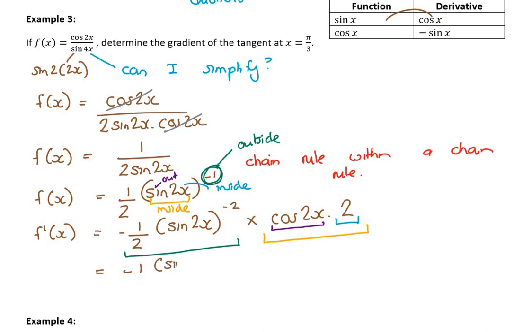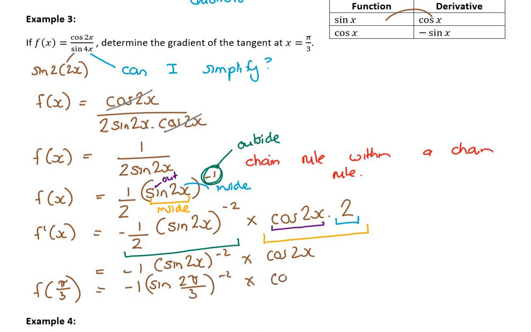Now, notice I'm not bothering taking this to the bottom, because actually this question wasn't for the derivative. The question was, can you determine the tangent at x is equal to pi by 3? Now, don't forget that we use radian measure, hence pi by 3, and literally it's just calculator work. So this is now 2 pi by 3 to the power of -2 times cos of 2 pi by 3.